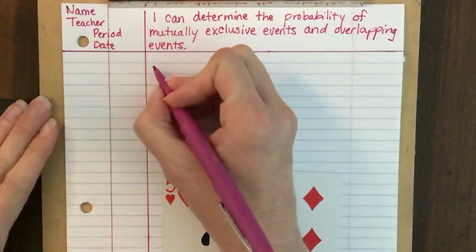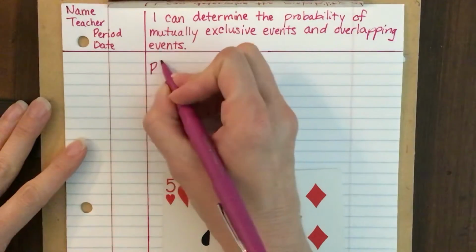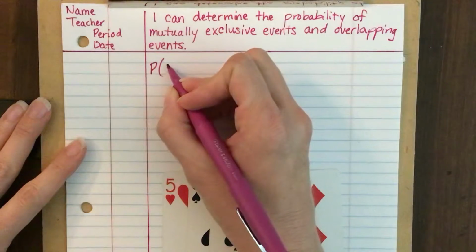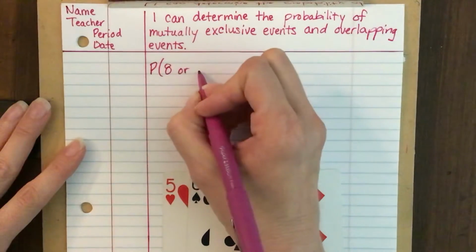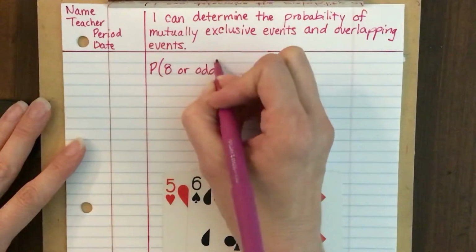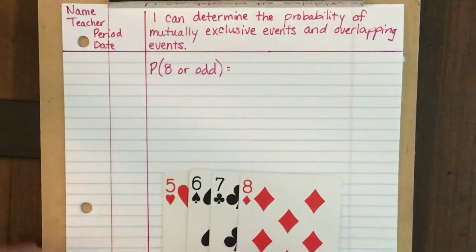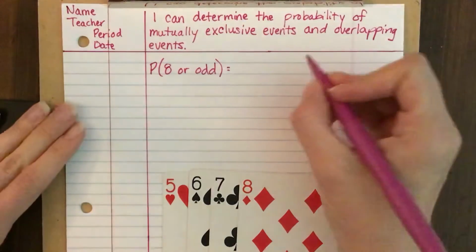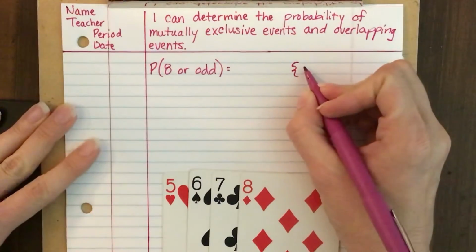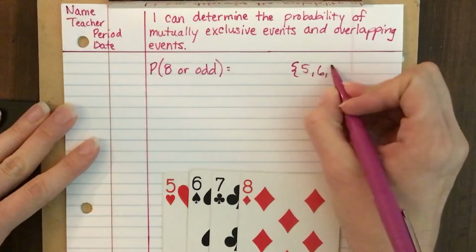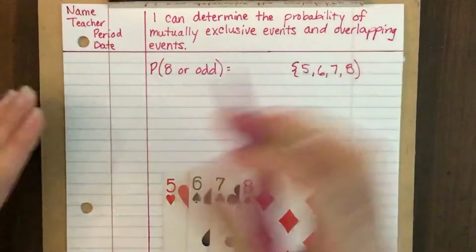And let's take a look at this first one. Let's find the probability of choosing 8 or an odd number randomly from these 4 cards. The best thing to do to make sure you don't make a mistake on these types of problems is to write out the sample space. So the sample space for this is 5, 6, 7, 8. Those are all the possibilities.